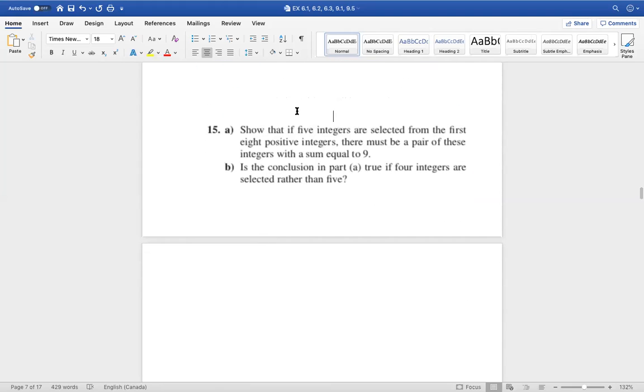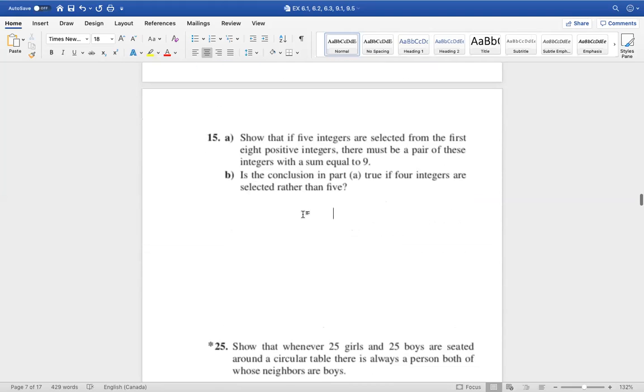Okay, let's move on to the next one. We have to show that if 5 integers are selected from the first 8 positive integers, there must be a pair of these integers with a sum equal to 9. So basically what we have to do is group the first 8 positive integers into 4 subsets of 2 integers each.